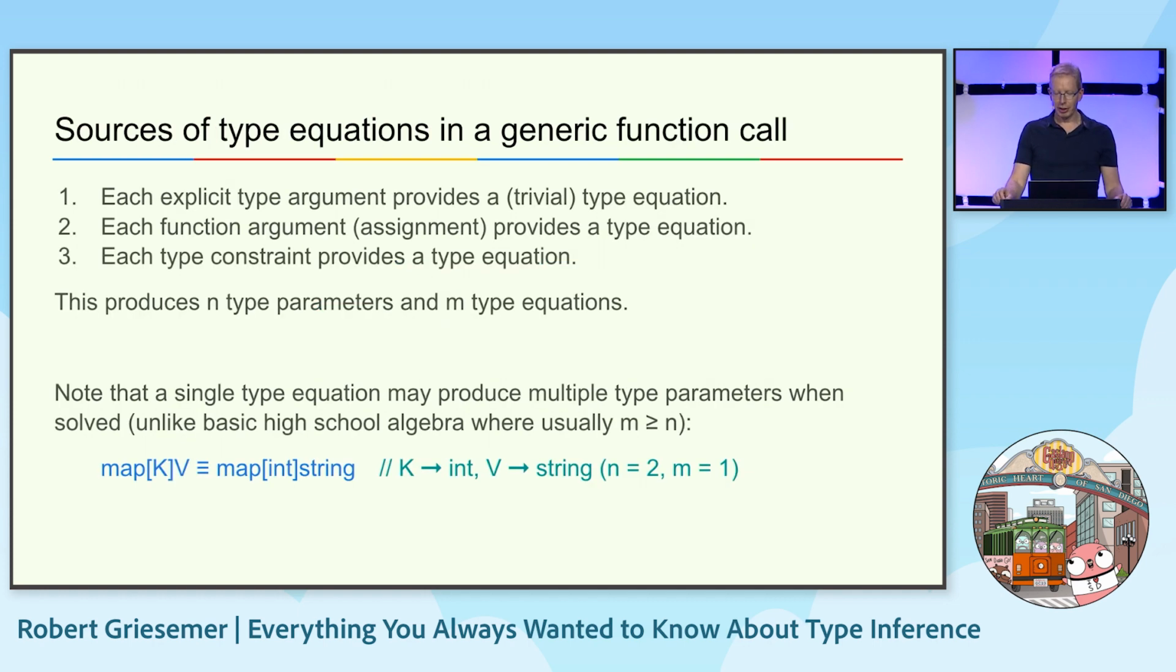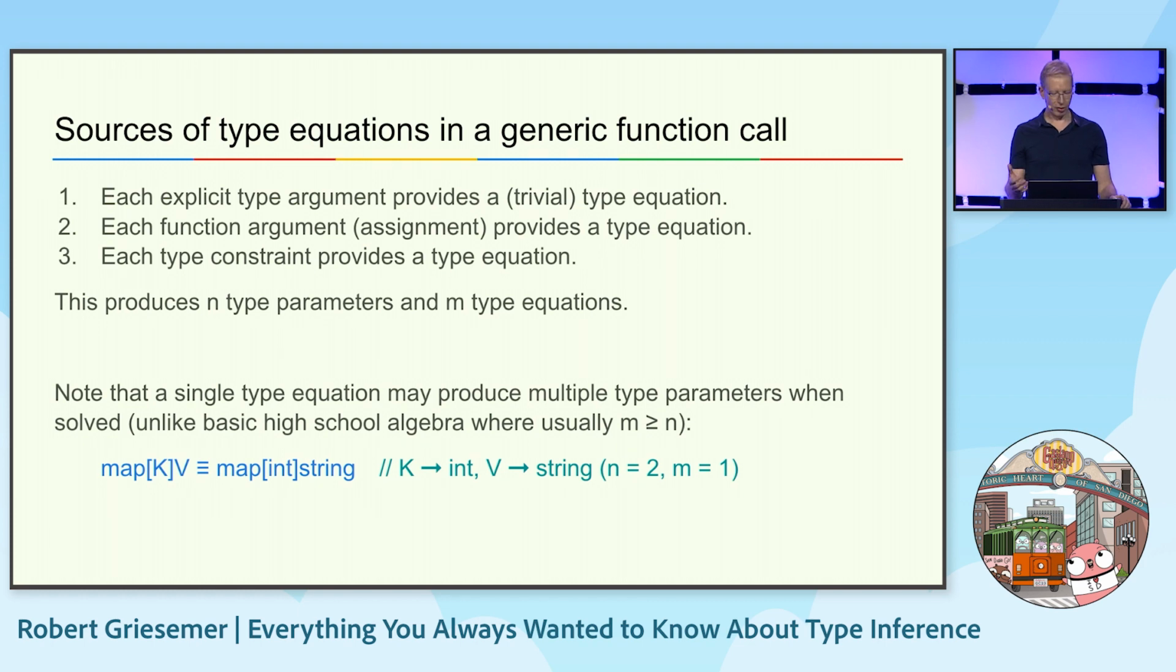We also need to determine where the type equations are coming from. In other words, we need to identify what code contributes which equations. And in a generic function call, we may have explicit type arguments. For most of the time, we hope that we can infer them. And typically, we also have ordinary function arguments. Each explicit type argument provides a trivial type equation. The type parameter must simply be the type argument because the code says so. Each ordinary function argument contributes another type equation. And finally, each constraint for all the type parameters involved also provides additional information.